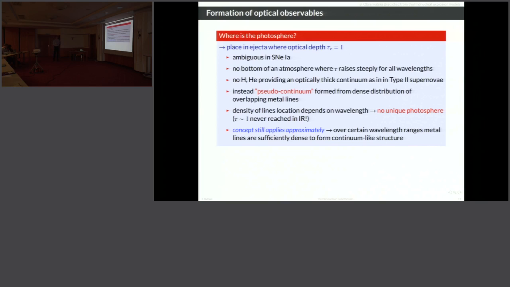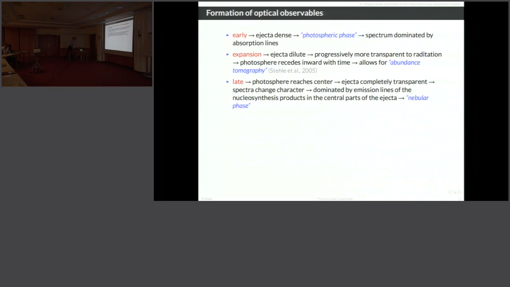Here, over a certain wavelength range, the metal lines are sufficiently dense to form a continuum-like structure. And therefore, people talk about the early phase of the formation of spectra, when the ejecta are still dense, as the photospheric phase. Here, the spectrum is dominated by absorption lines. Then, of course, due to the expansion, the ejecta dilute and progressively become more transparent to radiation. That means this photosphere, as much as it exists at least, recedes inwards with time. Now this is an interesting fact, because this allows for a technique called abundance tomography that I already mentioned.